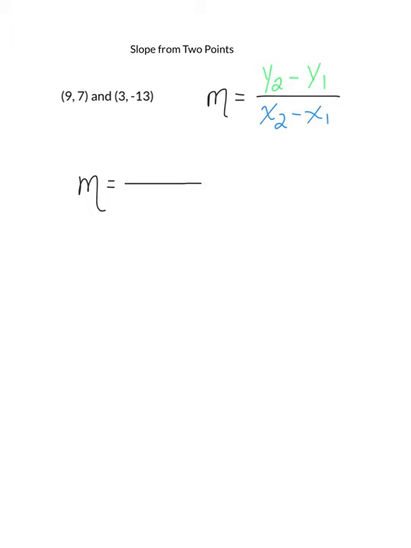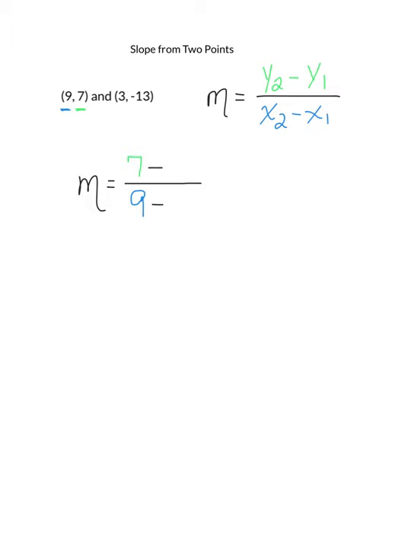I'm going to start with the first y coordinate, which is 7, and I'm going to write that number here. Remember, my y's go on the top, my x's go on the bottom. I'm now going to take that same ordered pair, and I'm going to take my 9, and I'm going to write it right below here. Next thing I'm going to do is put minus signs, because that's what's in my formula.